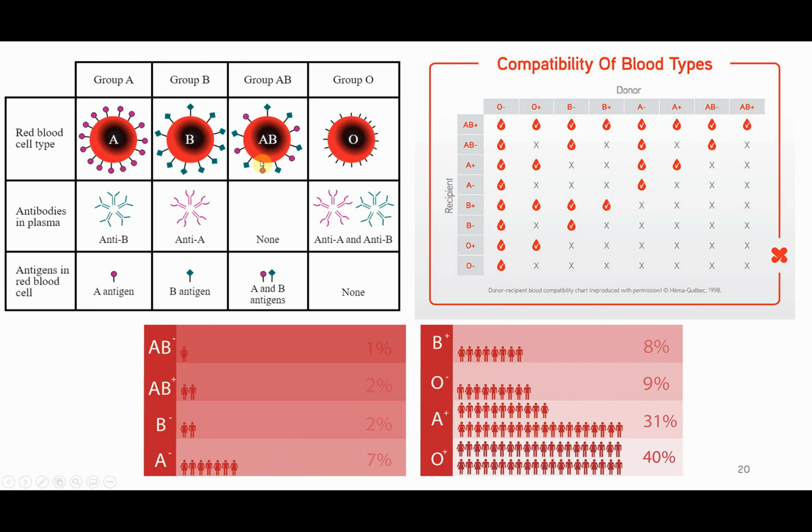Now, since you have both of those markers on the blood cells, you actually produce no antibodies in your plasma, which is a really good thing because you don't want your body to react to your own blood type. And then we have O. O is that recessive trait, and O has no antigens on the outside, and then their blood will be filled with both antibodies for A and B. So if A, B, or AB gets mixed into it, it's going to clot.